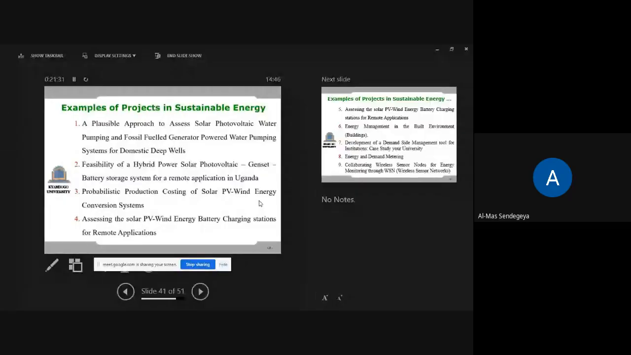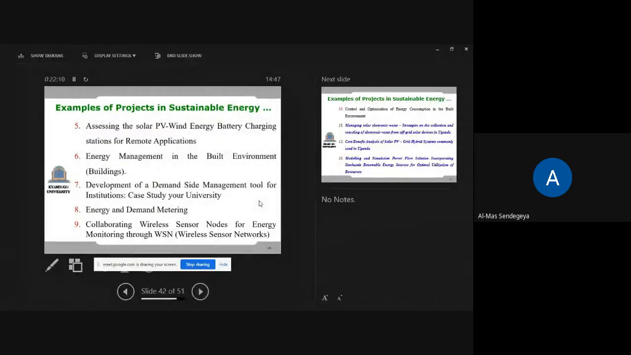Probabilistic production cost when it comes to solar PV and wind energy. We need to do more research in Uganda about wind energy. The technology in wind energy is improving daily. There are some technologies which need low wind speed. In Uganda, historically, we've been thinking that we don't have enough wind, but we have wind for generating power, especially for small applications like battery charging. The technologies are already developed. Assessing solar and wind, like that, and more about solar, hydro and wind.